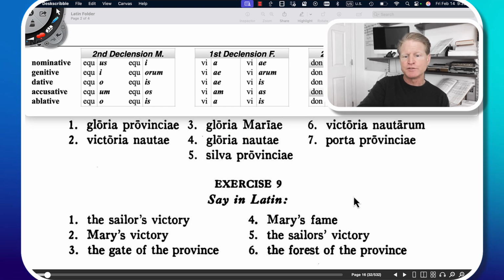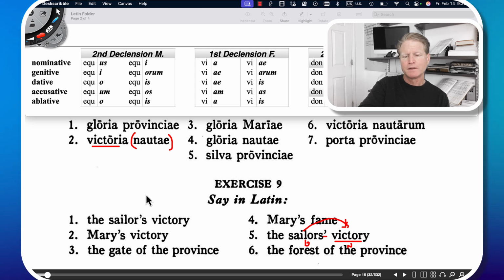And finally, the sailor's victory. Victory, subject of the sentence, nominative case. Whose victory? The sailor's victory, possessive noun, adjective. It's in the genitive case. We have an apostrophe at the end of this word. So the sailor's victory, do we have that up here? Yeah, we do. Victoria nautae. The sailor's victory.